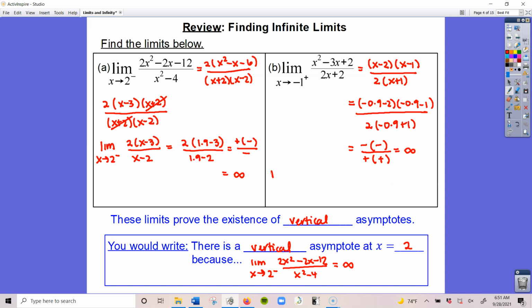So what this means is that there is a vertical asymptote at x is equal to negative 1 because, and now we restate the limit. The limit as x is approaching negative 1 from the right of x squared minus 3x plus 2 over 2x plus 2 is equal to infinity. Now again, when I'm restating my limit, I have to write out my original function since it wasn't named anything. If it was named f of x, I can replace that with f of x, but it wasn't. So we have to state that limit.